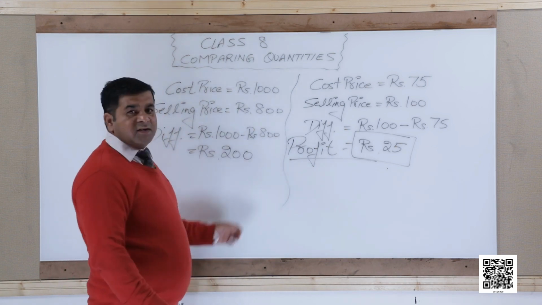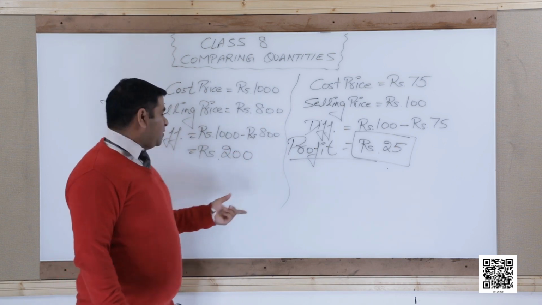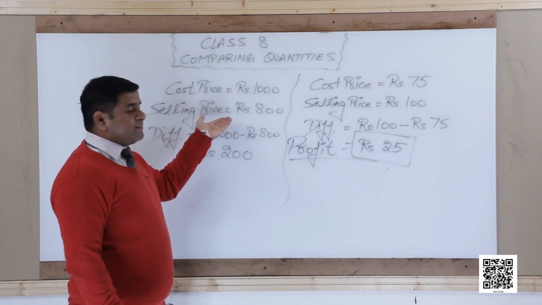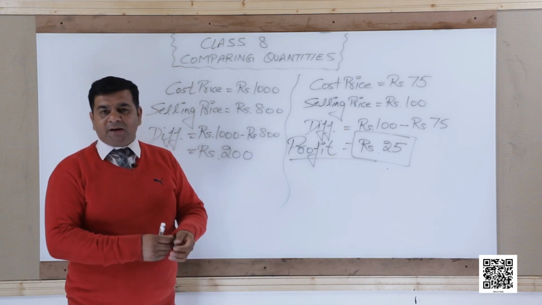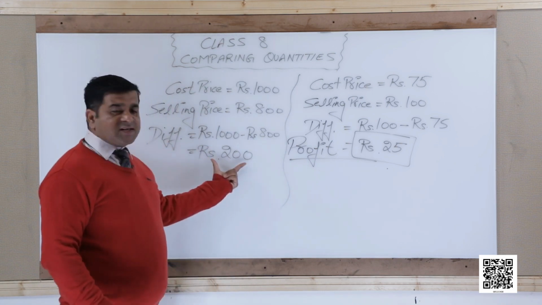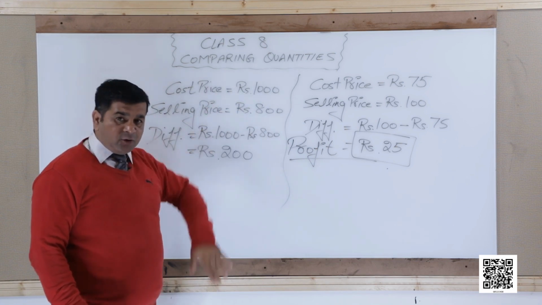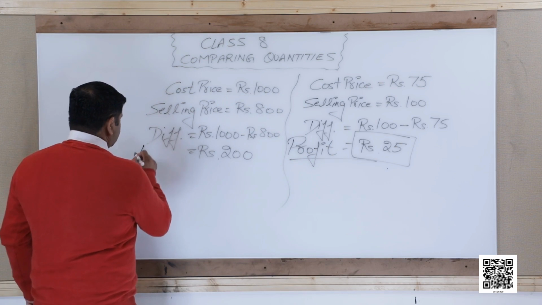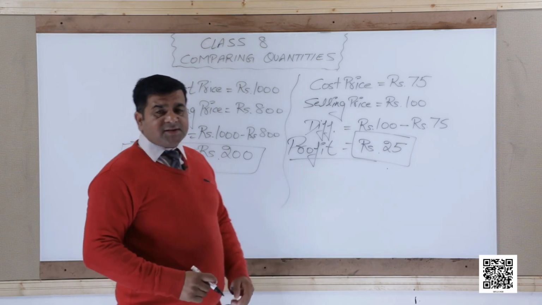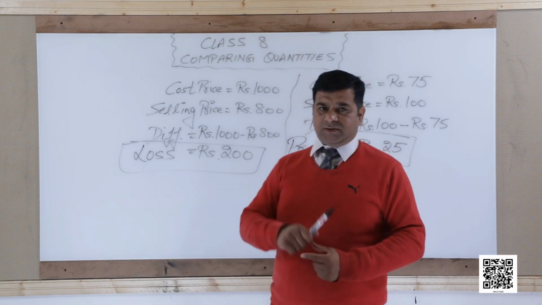Now see, will the shopkeeper be happy? No, he won't be. Why? Because he purchased it at a higher amount and had to sell that item at a lower amount. So he was not happy because he had incurred a loss. This difference, when the shopkeeper had to sell that item at a lower price, this difference is the loss for the shopkeeper. Now students, I hope you get an idea of what is profit and loss.